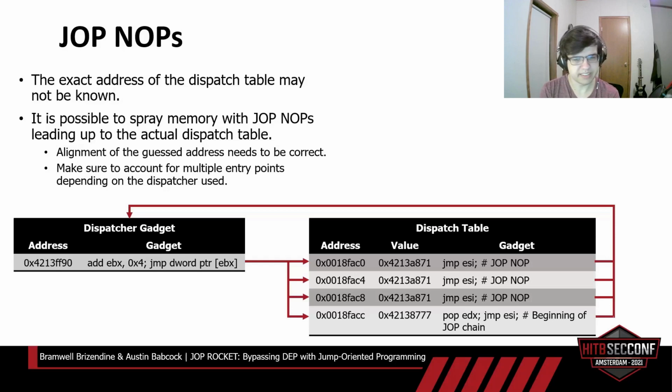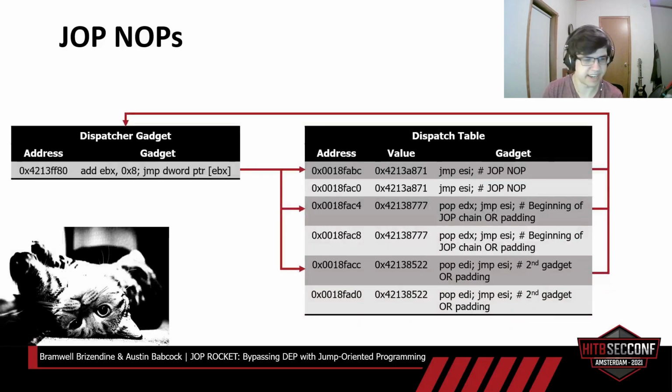One thing to keep in mind is that this is an address. It's not like a shellcode NOP where it's just an opcode. So we do have to guess the alignment correctly there. If we don't guess the alignment correctly, we're not going to get the correct address, and we're going to probably get an access violation. Also, if we have padding with our dispatcher gadget, we need to specialize our padding because we can have multiple entry points to our dispatch table depending on which NOP we guessed.